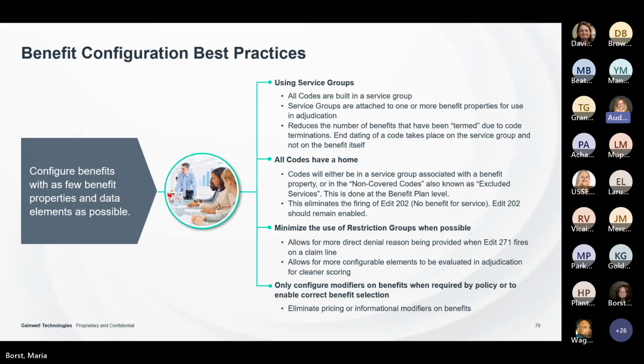Doing so in creating the service groups, it really does reduce the number of benefits that have been termed due to code terminations. And getting a code now takes place in the service group and not on the benefit itself. So all codes have a home. We try to have them either in a service group associated with a benefit property or in the non-covered codes groupings, also known as excluded services. And that can be done at the benefit plan level.